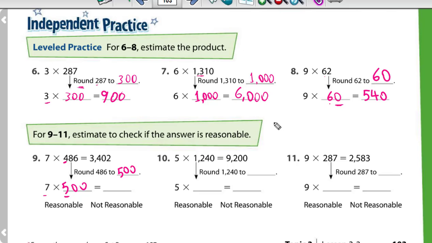So now 7 times 500. 7 times 5. Oh, 35. So it's 3,500. Wow, thank you, my hero. Look at this answer. Is it reasonable? 3,402. Is it close to 3,500? Yes or no? Yes. So the answer is reasonable.